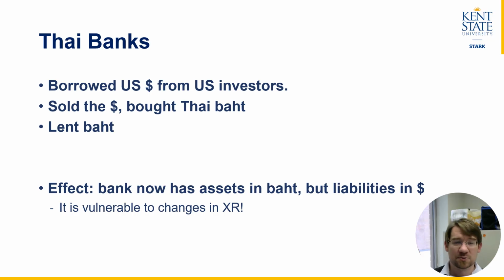And then once they have those baht, they lend them out so that people in Thailand can start businesses and buy houses and whatever it is that they happen to want to do with the money that they've borrowed. So the effect of all this is the bank now has assets that are denominated in baht, but liabilities that are denominated in dollars. What this then means is if there's any change in the relationship between the two, then this bank is now vulnerable to changes in that exchange rate.